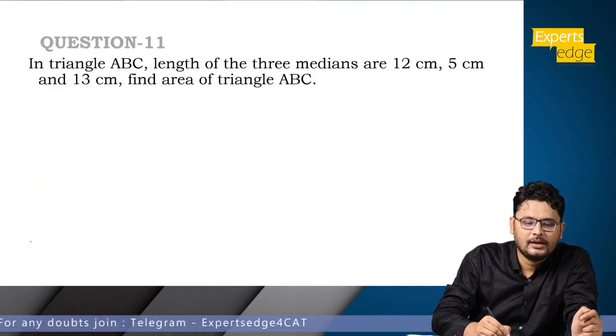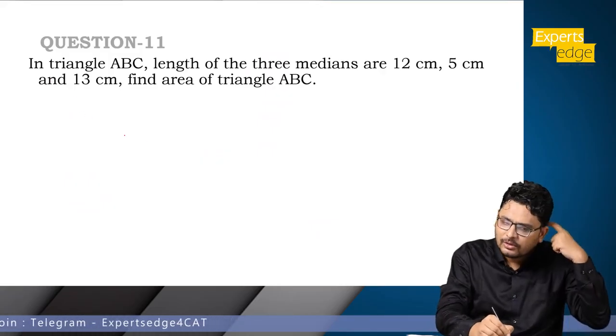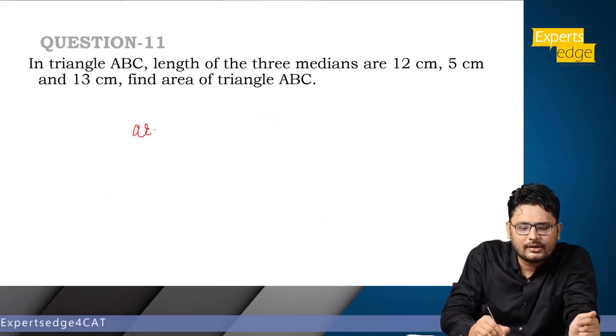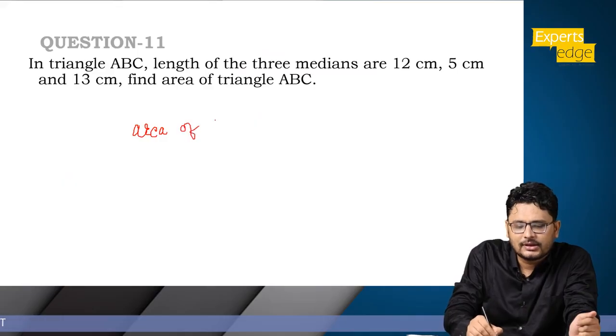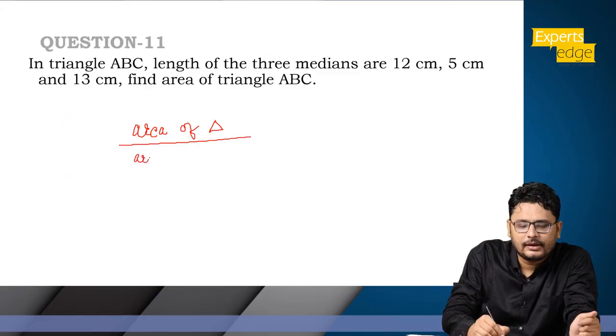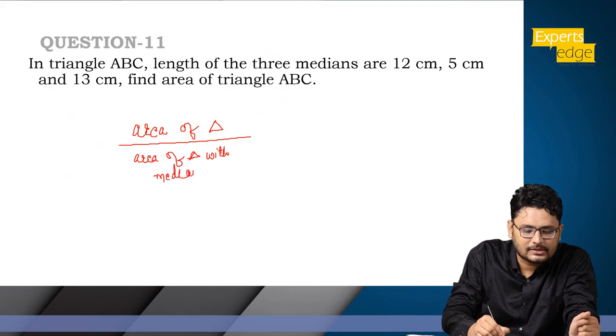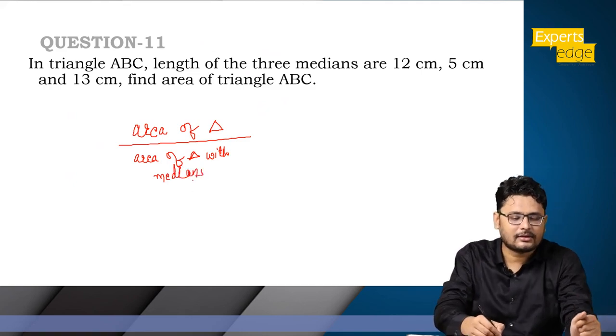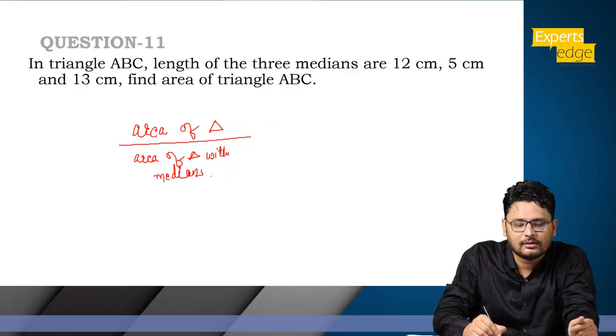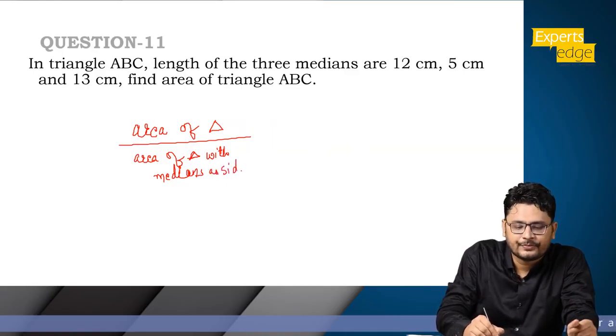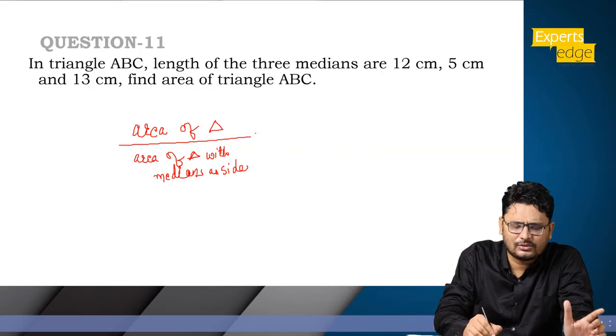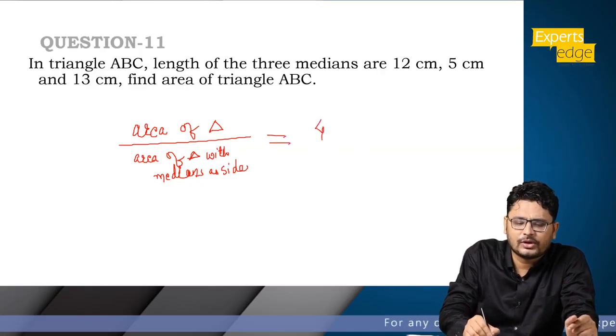Question number 11. So I hope you remember this. What was this relation? The area of triangle upon the area of the triangle formed with medians as sides, right? If I make a triangle with the lengths of the medians as sides, that is the denominator, and this is the area of the triangle with the original sides. Their ratio is always 4:3.